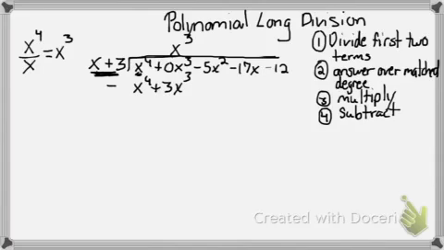When I subtract this whole thing, the x to the 4th minus x to the 4th cancels. 0 minus 3 will give me negative 3x cubed. And then bring down the next term. Then do the steps all over again. Divide the first 2 terms.